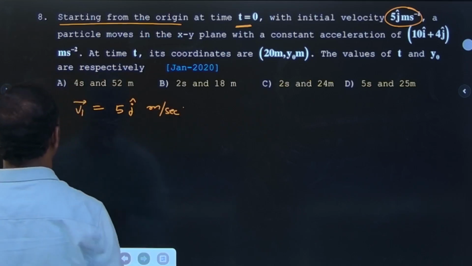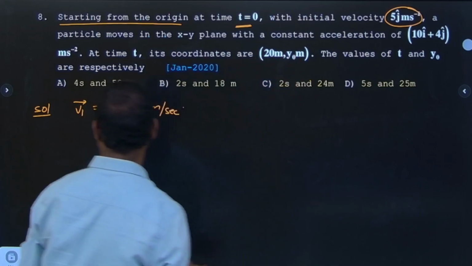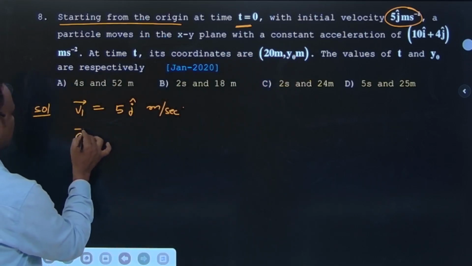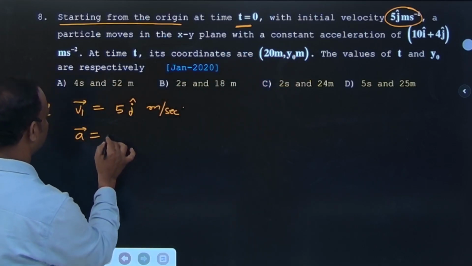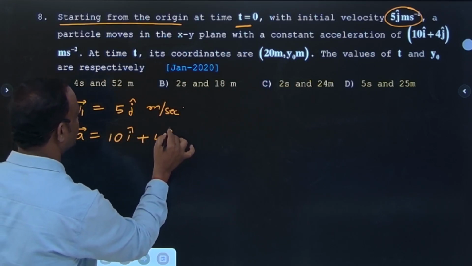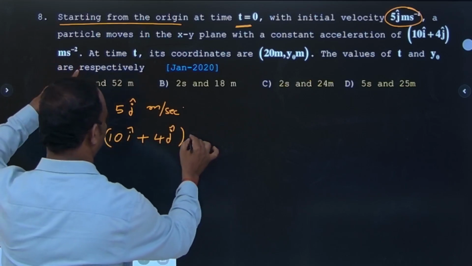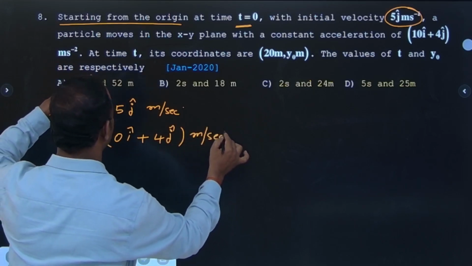Yes, and the next one: a particle moves in the xy plane with a constant acceleration. Acceleration is given as a bar. A bar is equal to 10 i cap plus 4 j cap. Okay, A is equal to 10 i cap plus 4 j cap meter per second square.